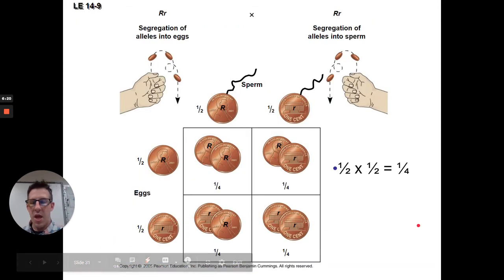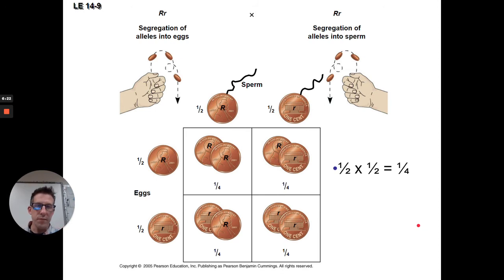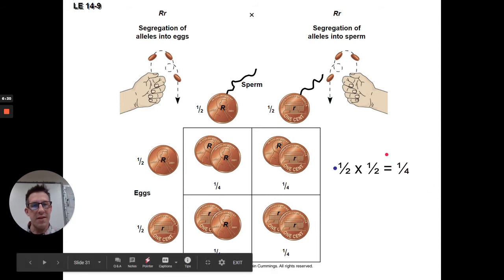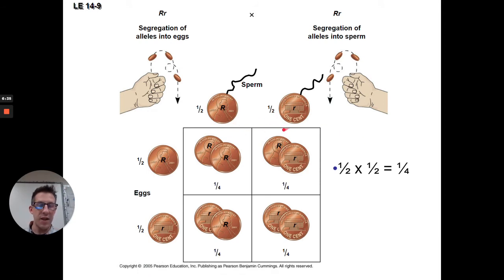Now, I should give credit to the people at the book company. What they have done is they have used pennies for this graphic, and that illustrates the random nature of random fertilization and the fact that we don't know which allele we're going to get when our parents conceived us. It's random, okay? It's kind of like a coin flip when you're talking about 2 different versions of an allele, which we actually see here.